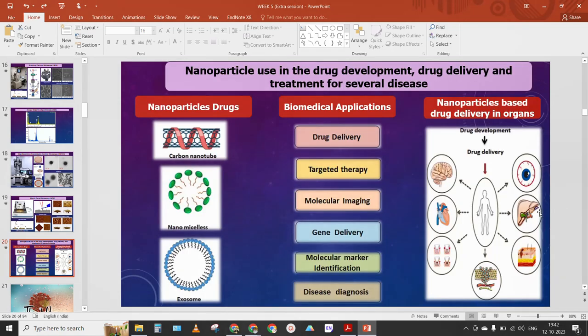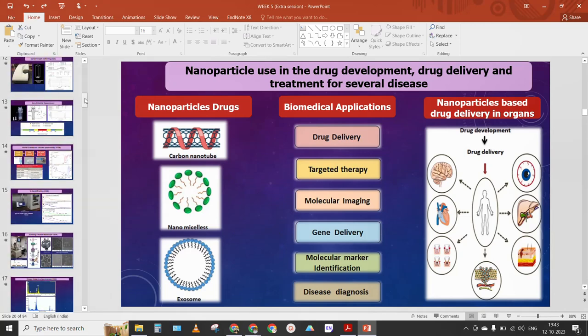The nanoparticle is used in drug development, drug delivery, and treatment for several diseases. So this is the application of nanoparticles. We can use nanoparticle drugs in carbon nanotubes, nanomicelles, exosomes, biomedical applications, drug delivery, targeted therapy, molecular imaging, gene delivery, molecular marker identification, disease diagnosis, and drug delivery in organs also. In organs, we use some targeted nanoparticles. So this is the portion on synthesis of nanoparticles and their characterization.